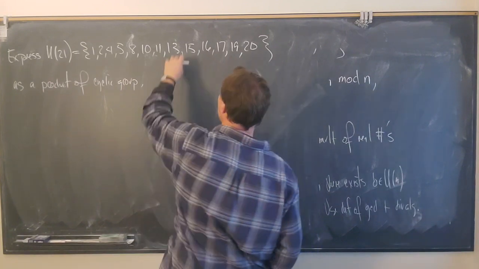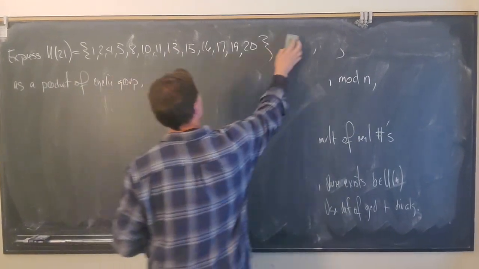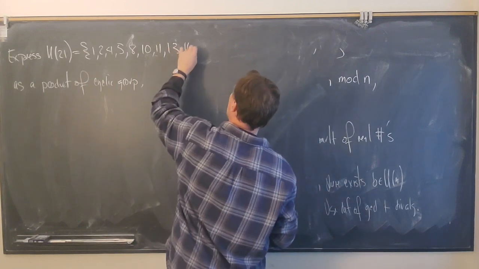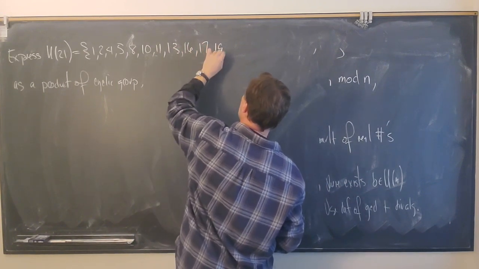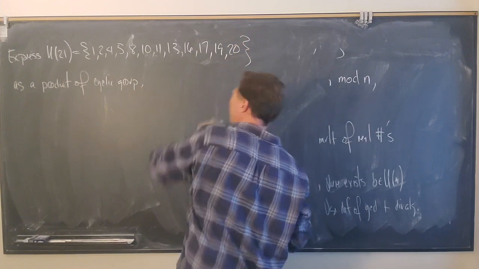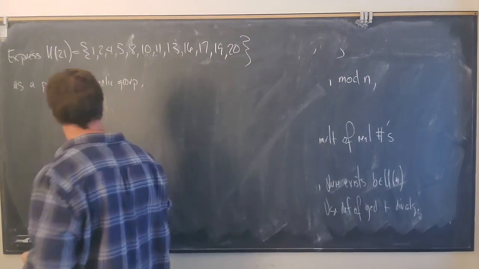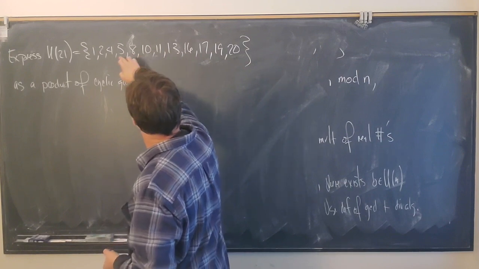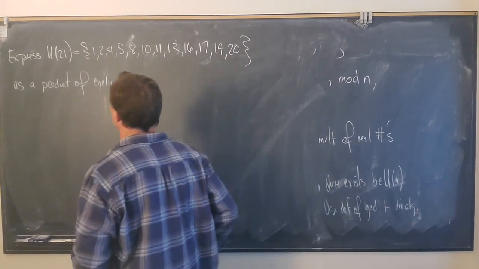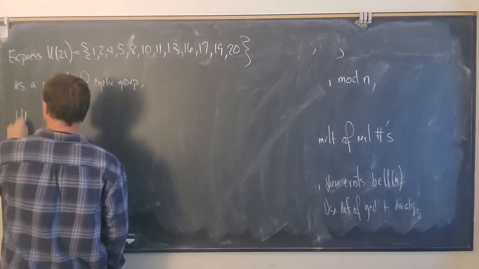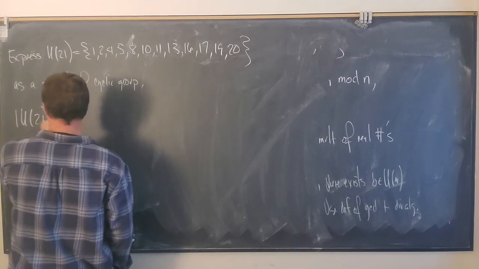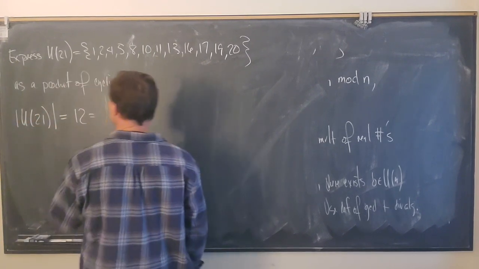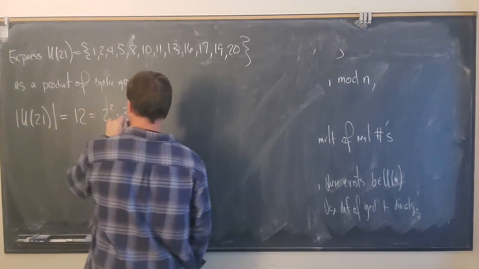Oh, 15 is not in the list. That's my mistake there. Back up. 15 should be gone. So 16, 17, 19, and 20. When I heard the number 13, I knew that couldn't have been an example that I would want to do. 1, 2, 3, 4, 5, 6, 7, 8, 9, 10, 11, 12. Okay, so the order of U21 is 12, which is 2 squared times 3.